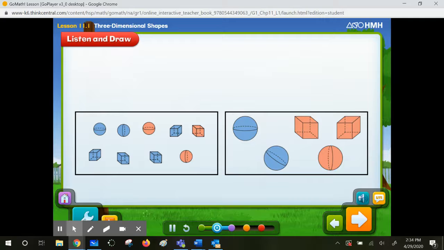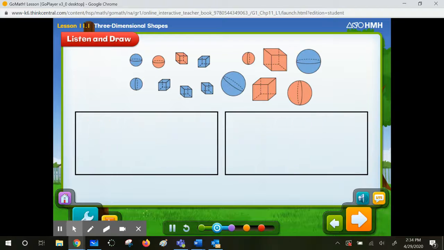When we sort by size, do we get groups of shapes that are the same shape? No. In both groups, there are cubes and spheres. How can we sort the shapes so that each group has only one kind of shape? Put all the shapes that roll into one box.